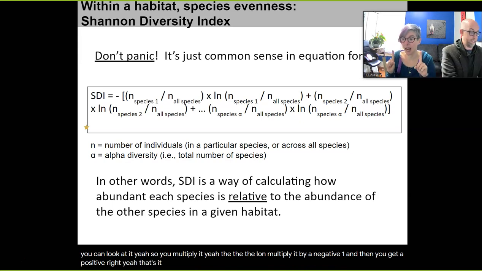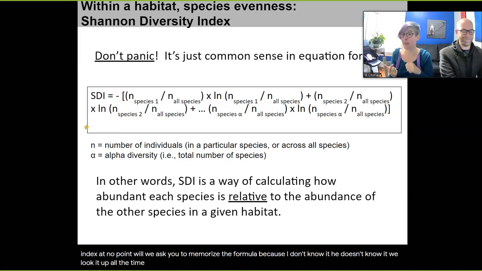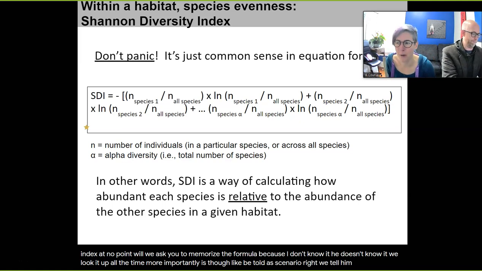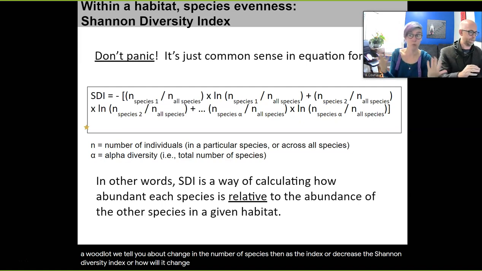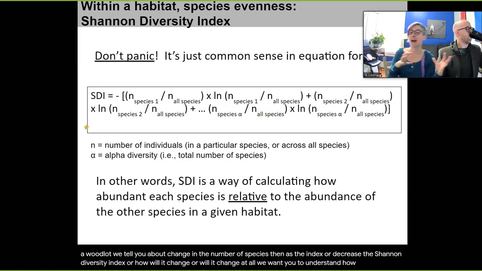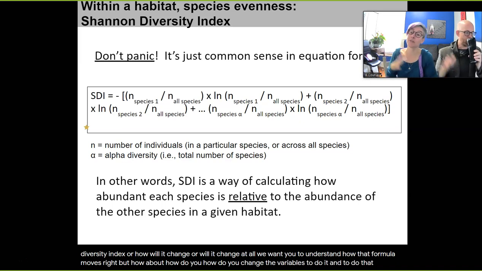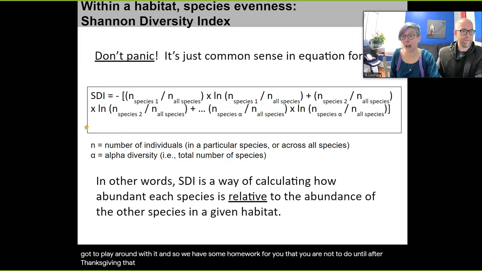Yeah, that's it. Now, what we want you to be able to do is to calculate the Shannon Diversity Index. At no point will we ask you to memorize the formula, because I don't know it, he doesn't know it, we look it up all the time. More importantly is to be told a scenario. We tell you about a woodlot. We tell you about a change in the number of species. Then we'll ask you, will this increase the Shannon Diversity Index or decrease the Shannon Diversity Index? Or how will it change? Or will it change at all? We want you to understand how that formula moves, right? But how do you change the variables to do it? And to do that, you've got to play around with it. And so we have some homework for you that you are not to do until after Thanksgiving. That will help you understand how it moves.